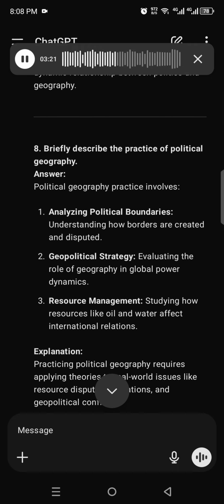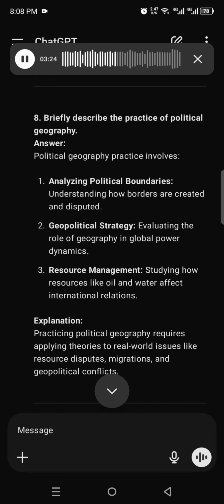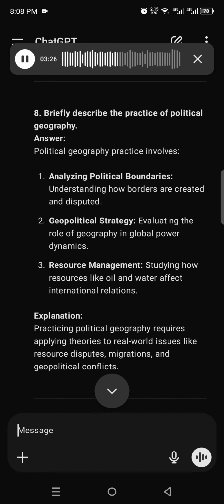8. Briefly describe the practice of political geography. Answer. Political geography practice involves 1. Analyzing political boundaries, understanding how borders are created and disputed. 2. Geopolitical strategy, evaluating the role of geography in global power dynamics. 3. Resource management, studying how resources like oil and water affect international relations. Explanation. Practicing political geography requires applying theories to real-world issues like resource disputes, migrations, and geopolitical conflicts.